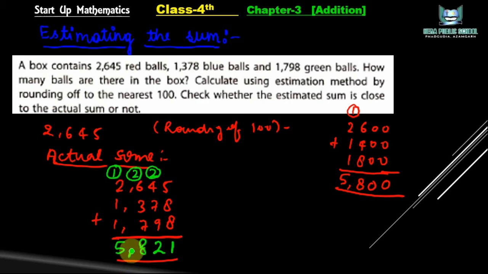So your actual sum is 5821. This is 5800 and this is 5821. So the difference is 21.